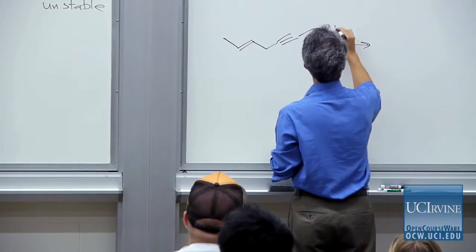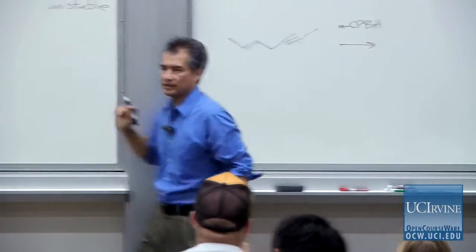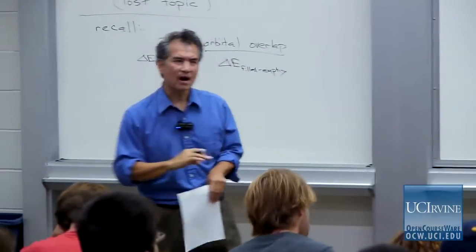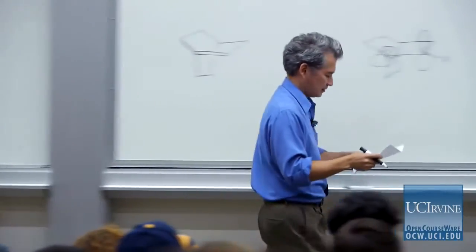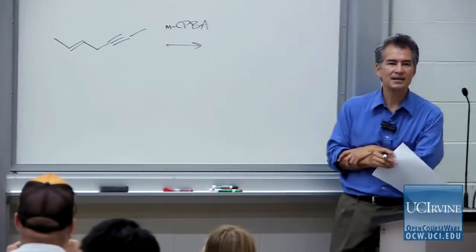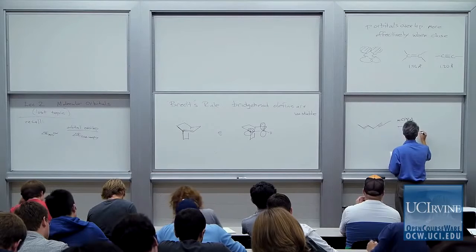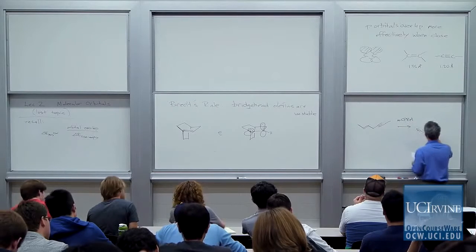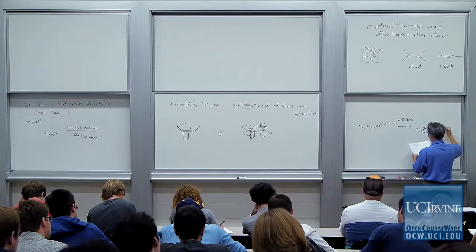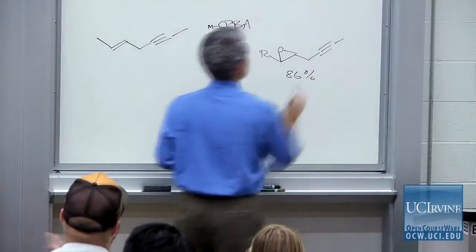And we'll imagine treating this with an epoxidizing agent, metachloroperoxybenzoic acid. I expect you to know that peroxy acids make epoxides. And there are two different pi systems that you could make an epoxide with. The major product in this reaction results from attack on the alkene.